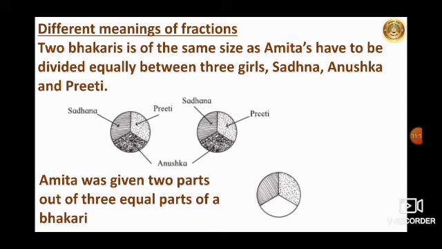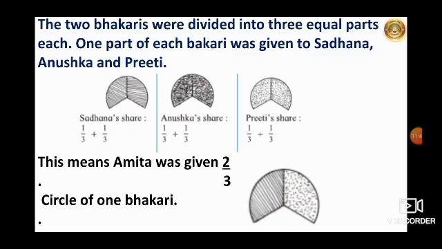Amita was given 2 parts out of the 3 equal parts of a bhakri. How many bhakris were there in total? 2 bhakris were there. And who were eating? Sadhna, Anushka and Preeti. Now Amita also wants a share from the 2 bhakris. So from each bhakri she was given 1 part. So from the 2 bhakris she was given 2 parts out of 3 equal parts of a bhakri. The 2 bhakris were divided into 3 equal parts each. 1 part of each bhakri was given to Sadhna, Anushka and Preeti. See how they made the equal parts.